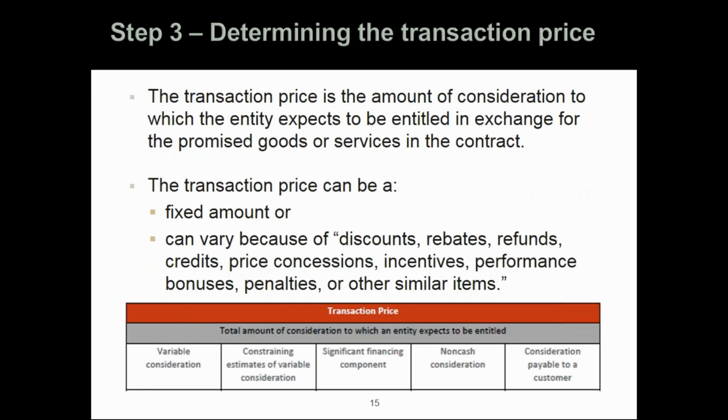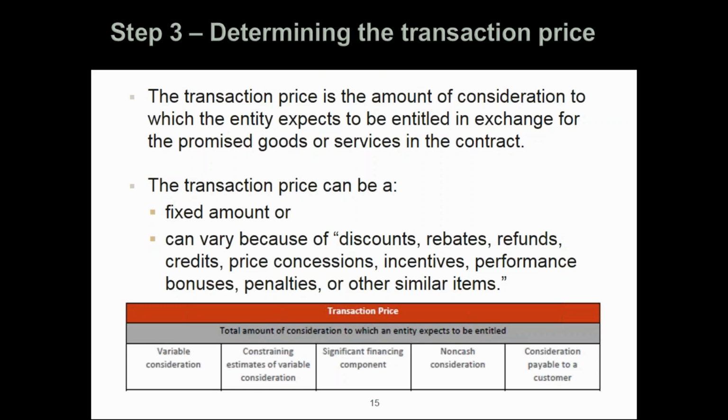So moving on to step 3, the third step in the analysis is determining the transaction price. It's fairly straightforward. It's the amount of consideration to which the entity expects to be entitled in exchange for the promised goods or services in the contract. Sometimes that may be fixed, sometimes it may vary. If you're in the practice of offering discounts, rebates, refunds, credits, price concessions, incentives, or if there are performance bonuses incorporated into contract pricing, penalties, or other similar items, all of those variables are going to require you to make estimates regarding the total amount of consideration.